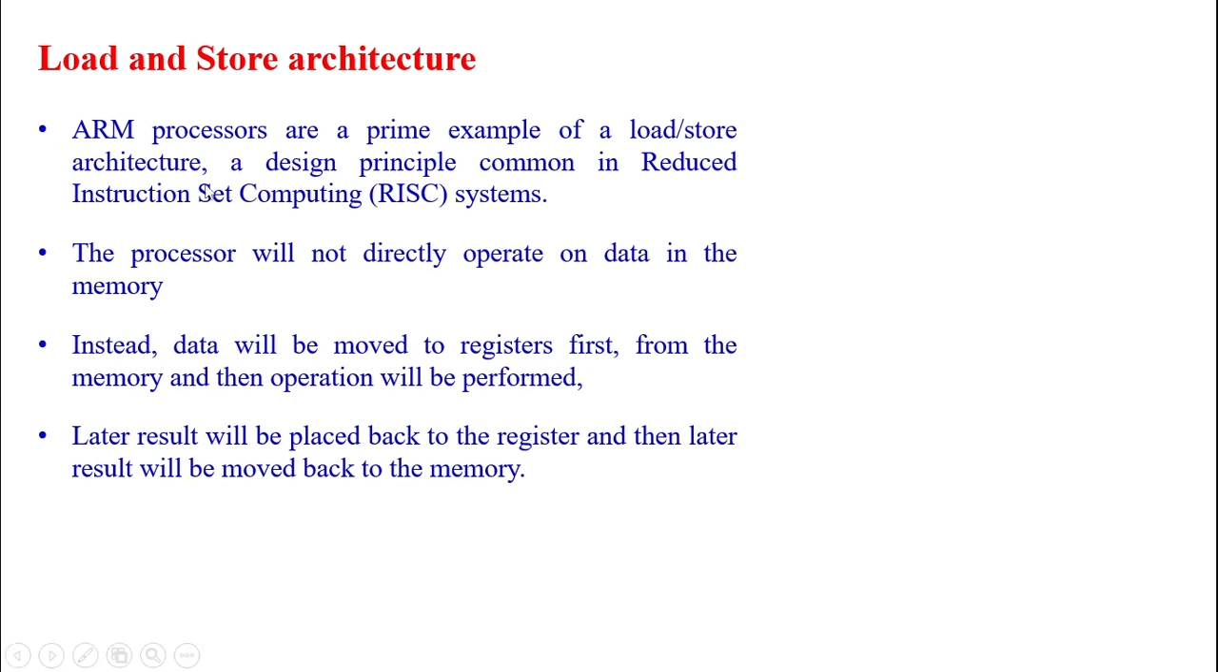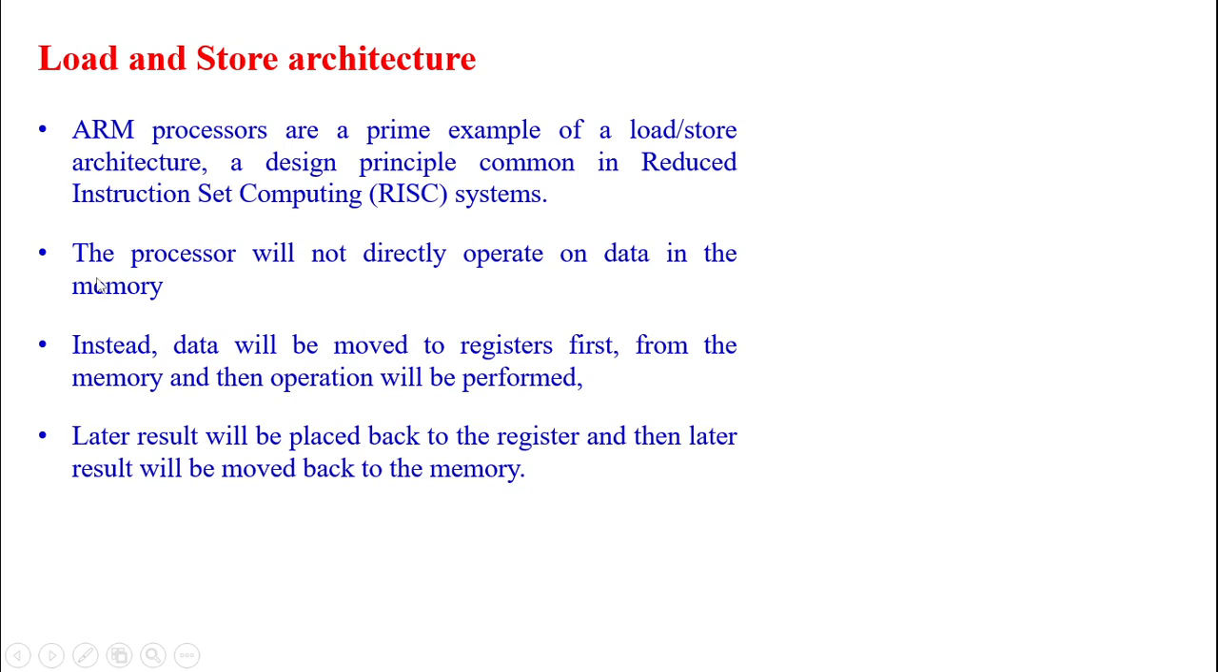Since ARM is a RISC machine, we have already studied what ARM is. ARM stands for Advanced RISC Machine. Basically, ARM is a RISC processor, and most RISC processors are not allowed to operate directly on the memory. So you cannot directly operate in the memory. What we have to do is take the data into the CPU and do the processing. ARM processors are a prime example of load and store architecture. This design principle is common in RISC machines.